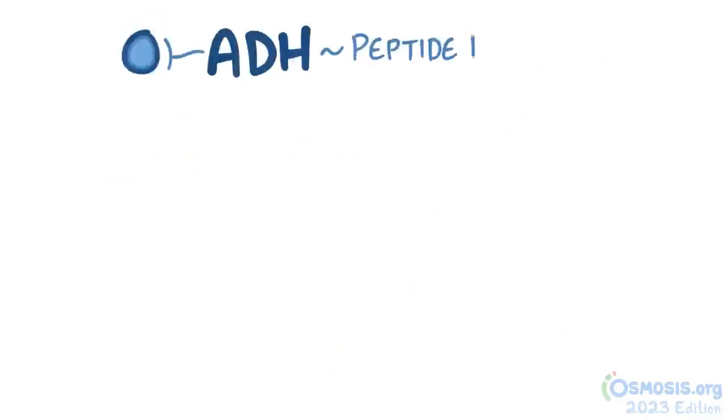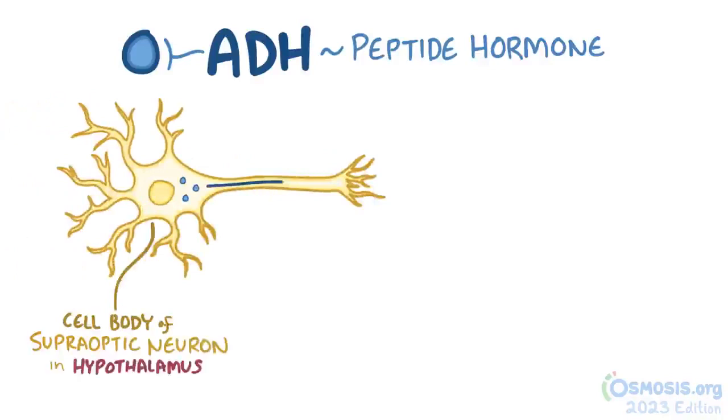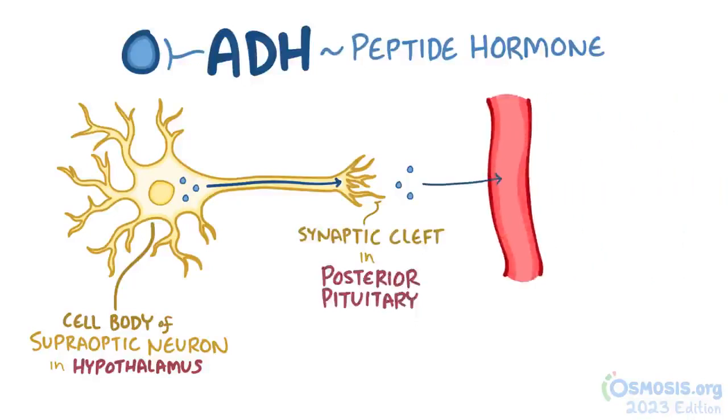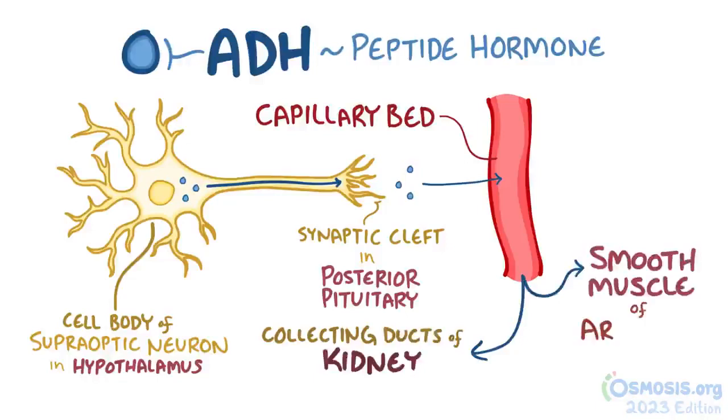Antidiuretic hormone is a peptide hormone, which is a small protein that cells use to communicate with each other. ADH is made within the cell bodies of supraoptic neurons, and then gets packaged into vesicles and secreted down long axons which extend into a synaptic cleft in the posterior pituitary. The ADH gets released into the interstitial fluid, moves through nearby endothelial cells, and gets into the capillary bed of the posterior pituitary gland. From there, the ADH travels throughout the body and binds to receptors in its 2 main target tissues, the collecting ducts of the kidneys and the smooth muscle that wraps around arterial walls.